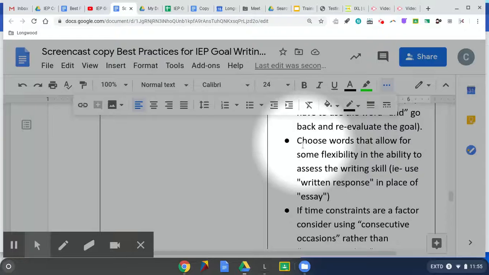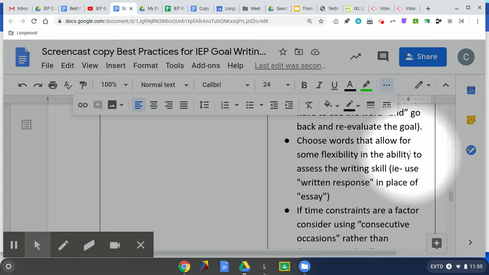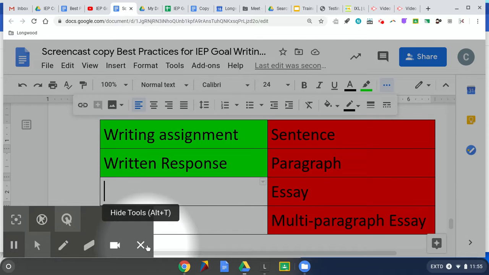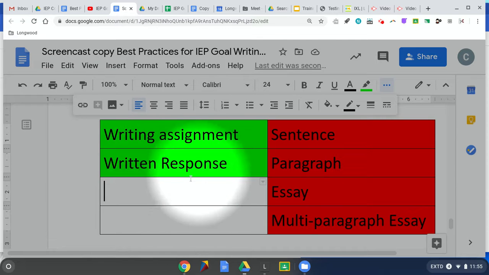Another thing to keep in mind is to choose words that allow for some flexibility in how we're interpreting this skill and how we're assessing it. As an example, you can see here on the left-hand side, we have more open-ended verbiage for assessment of writing. On the right-hand side, we have more closed-ended. So what this means is you've got to think about how you're framing your goal.